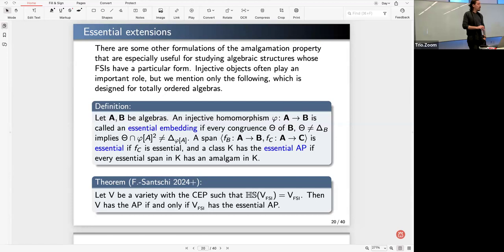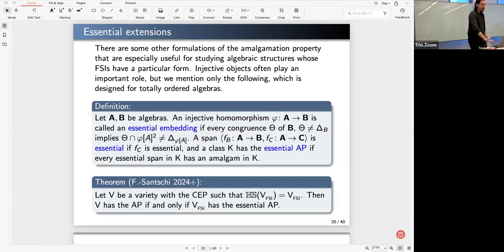Makes sense? The idea here, maybe the embedding actually conceals what's going on, but you might just think about A as being a subalgebra of B. And the idea is that the inclusion is an essential containment. Whenever I take a congruence on the big algebra that's not just the trivial congruence, I restrict down and I still don't have the trivial congruence. That's what it means to be essentially embedded.